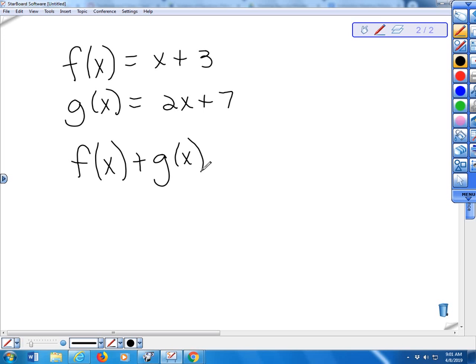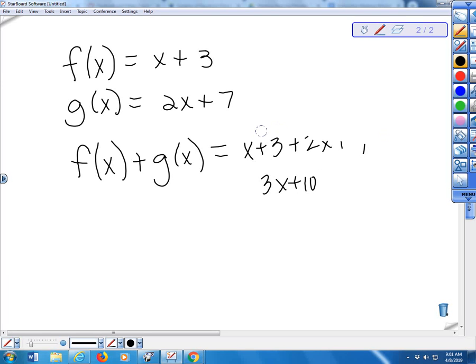And so this would be f of x plus g of x would be x plus 3 plus 2x plus 7. Right, so what would that be? 3x plus 10. That's what those two functions added together is, right?